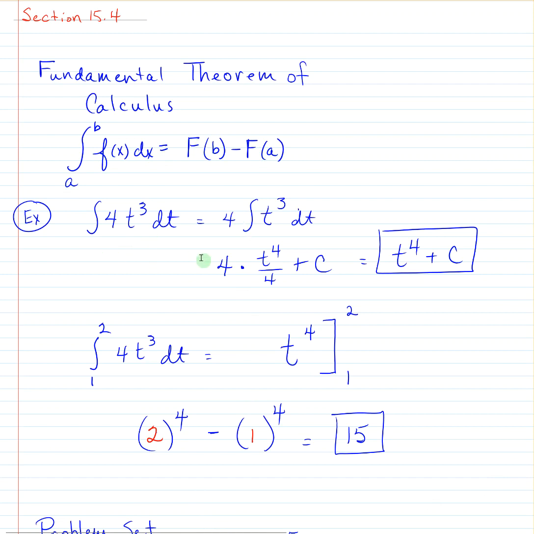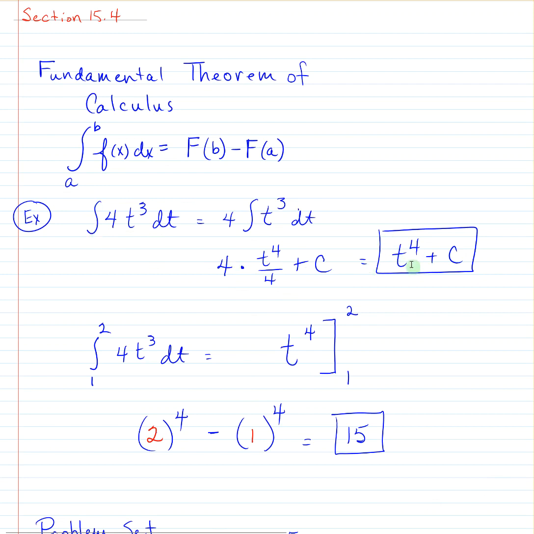So if you were doing that by hand, you would take the integral, we'd pull the 4 through, and then we would have t to the 4th over 4 plus c. Well, those cancel out, and you end up with t to the 4th plus c. That was an indefinite integral. We did not have specific limits of integration.